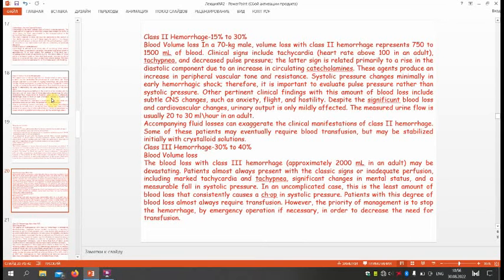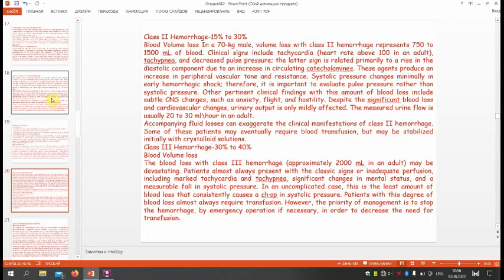Other pertinent clinical findings with this amount of blood loss include subtle CNS changes such as anxiety, fright, and hostility. Despite the significant blood loss and cardiovascular changes, urinary output is only mildly affected. The measured urine flow is usually 20 to 30 milliliters per hour in an adult.